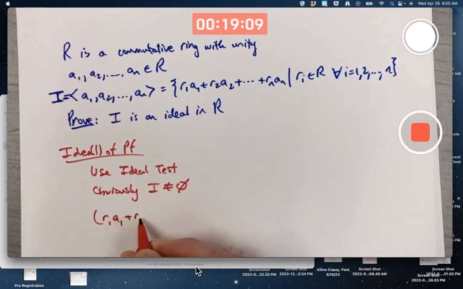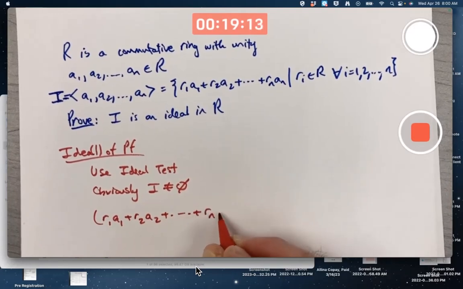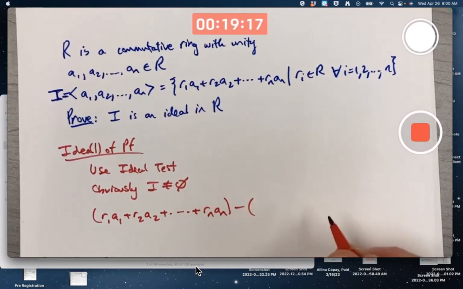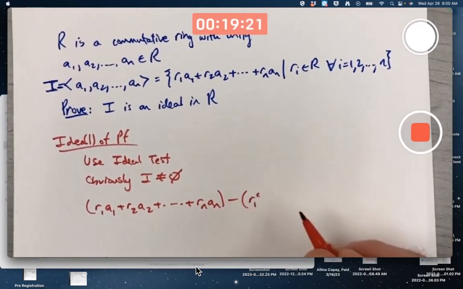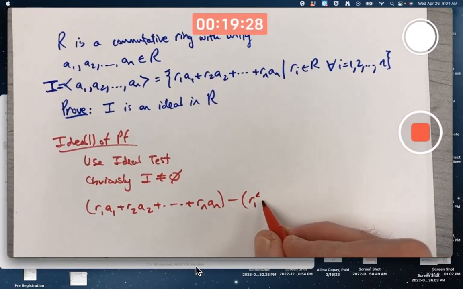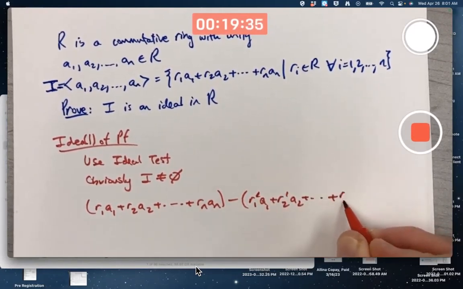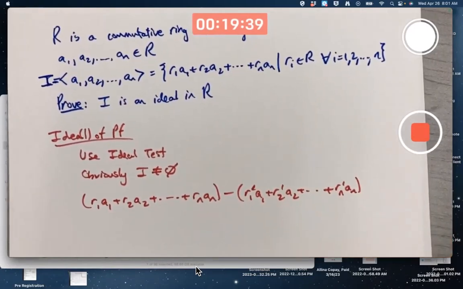Write 2 arbitrary elements in this set. There is 1 arbitrary element. Subtract another. How should I make the notation different? Well, you could, for example, use prime notation on the R's, for example. Nothing to do with derivatives there, just different notation. These 2 linear combinations, if you will, would represent 2 arbitrary elements of I.